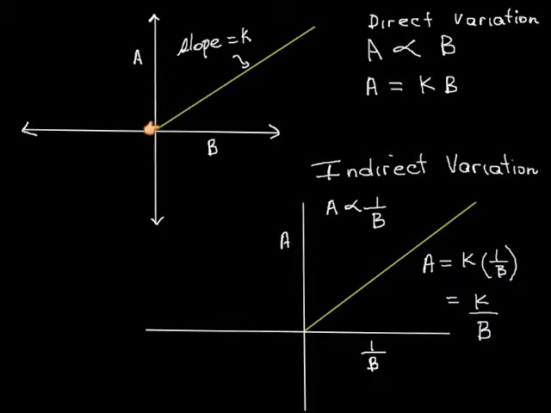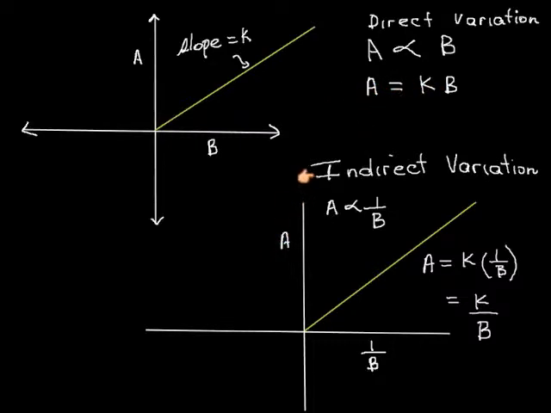So, varying directly means A varies directly with B, means A is equal to a constant, which happens to be a slope, times B. In this first graph here, we have A plotted against B. And this is a graph that shows that A is varying directly with B, with the proportionality constant being the slope of the equation. So the equation for A varying directly with B turns out to be A is equal to a constant times B.